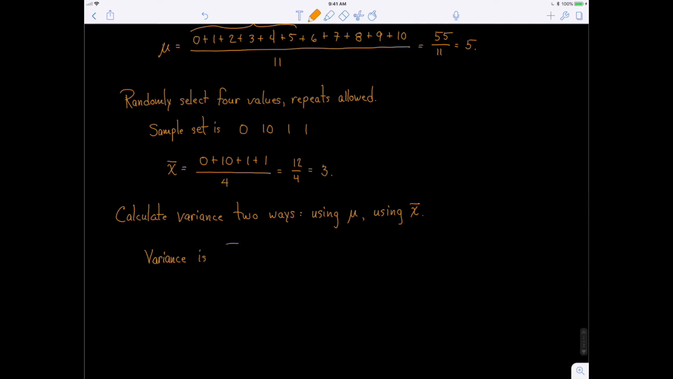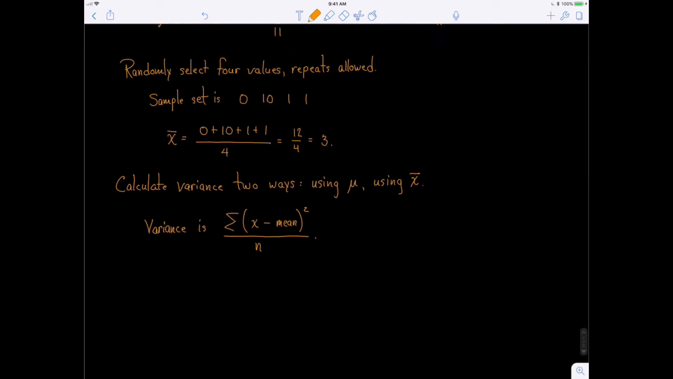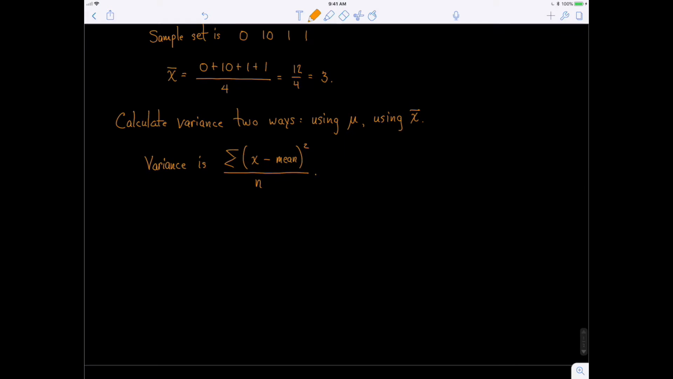All right, and just in case you've forgotten, remember the variance in general. We take the data x, and we subtract the mean. We'll just put mean here because we're going to do it for both of those, and then we square it. Add all those up and we divide by the number of data. That's how we calculate variance in general. So we're going to do this two ways. The first one is called the population method, the population variance.